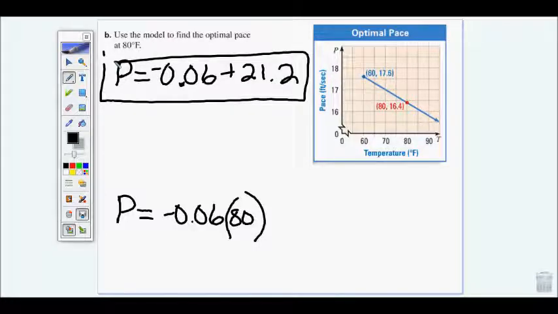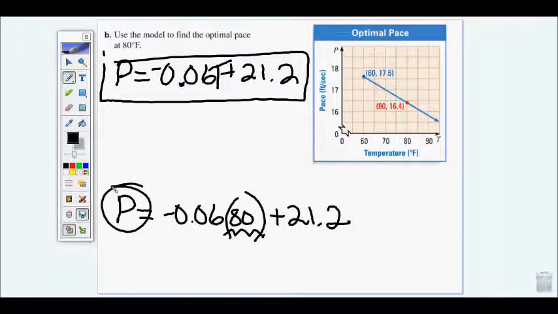Oops, this should have a T in there. Yes, I want to make sure I was using this. They use a capital T. So then that's where we put our 80 into there. Then we put our 21.2, and then we solve for our pace. And since the book already has it figured out for me, I'm going to cheat and say it's 16.4. You would have done it with a calculator anyway.